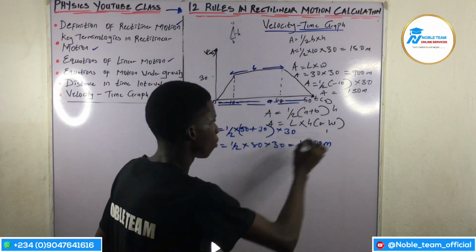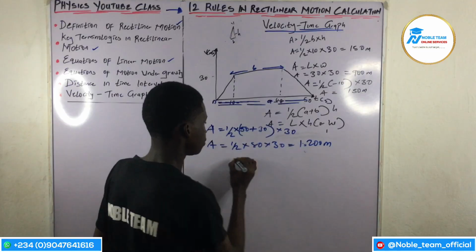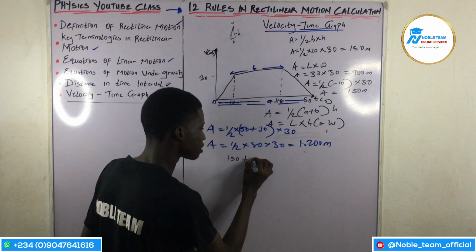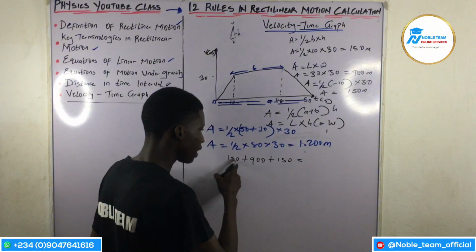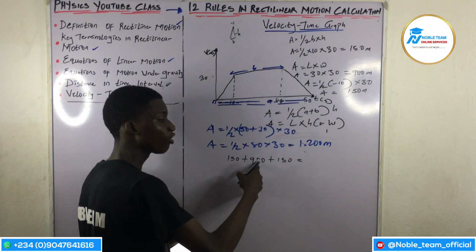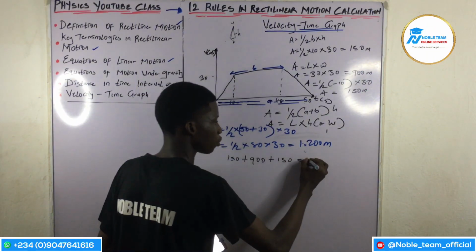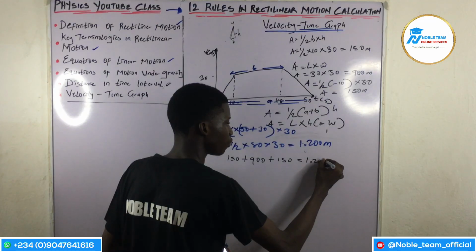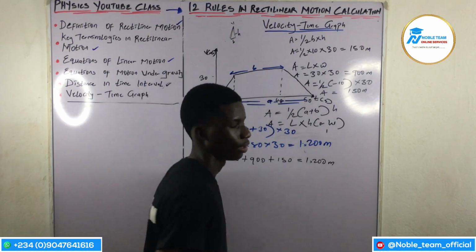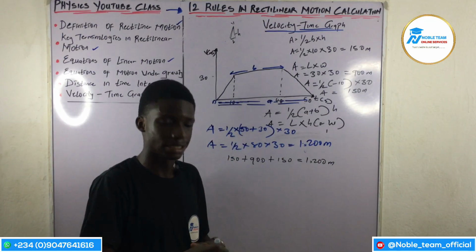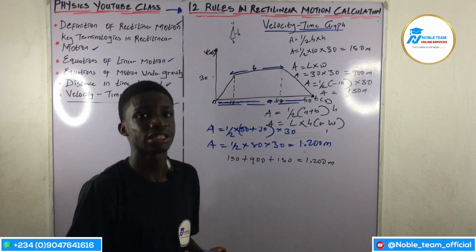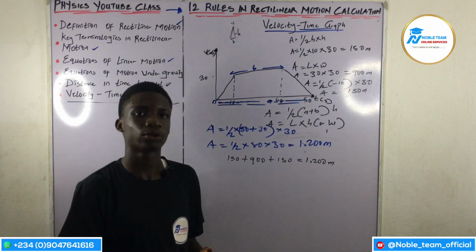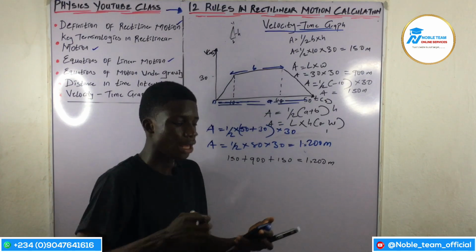Now I will sum up, which is 150 plus 900 plus 150. Then this plus this is 300. 300 plus 900 is what? 1200 meters. You can see both of them are the same thing. So I advise you to make use of the trapezoid method. You understand? The trapezoid method. Now let's solve the real questions.